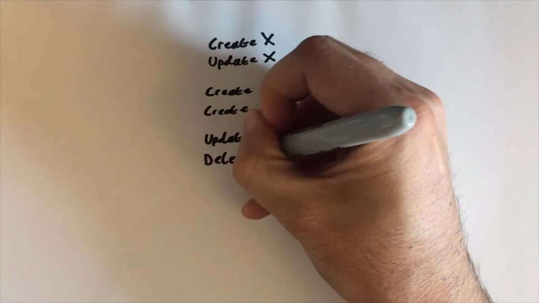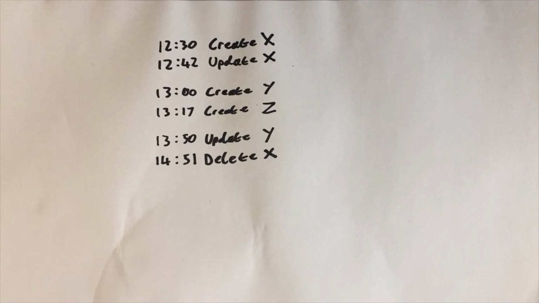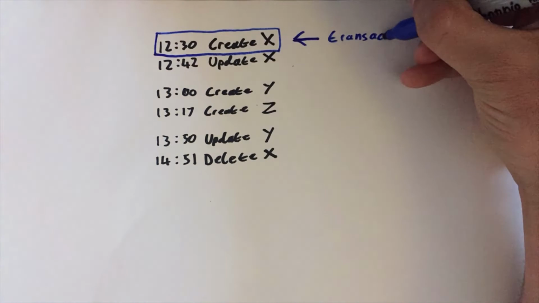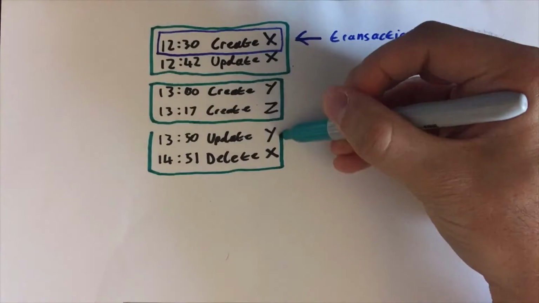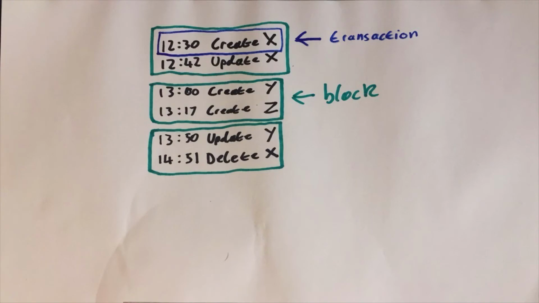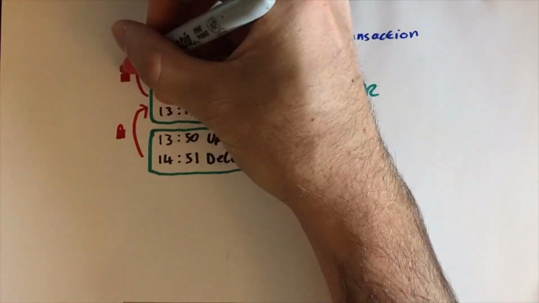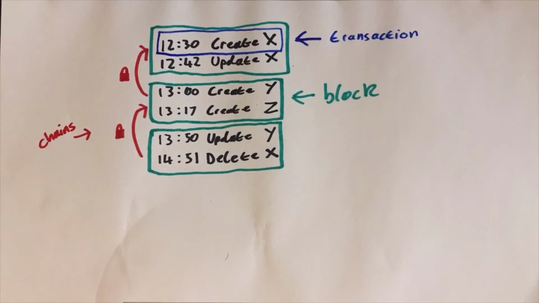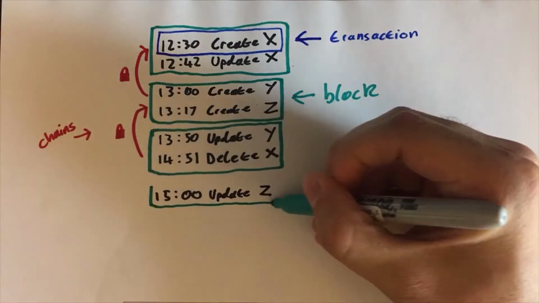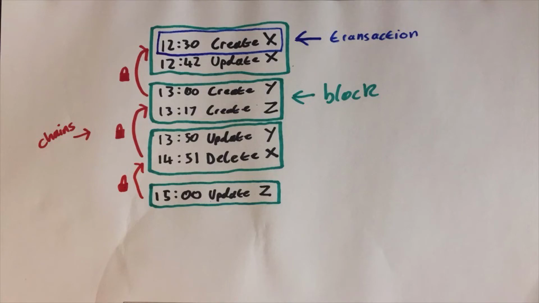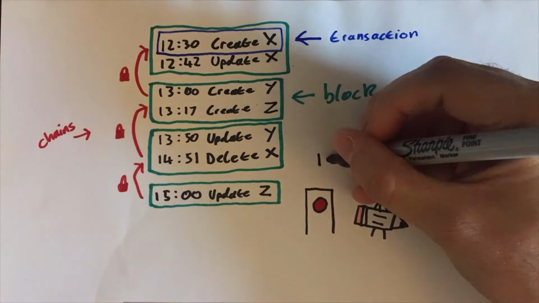A blockchain is a sequence of records, ordered by time, where each record is some kind of change to the database. We call an individual record a transaction, and we group transactions together in batches that we call blocks. Along with their transactions, each block contains a cryptographic link to the block before it, and these are the chains. You update the database by appending new blocks to the end of the blockchain, but there's a catch. Once you've added a block, you can't change it or remove it.